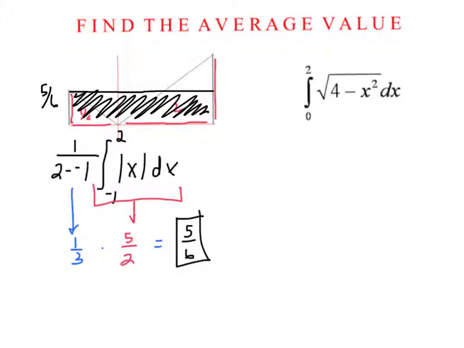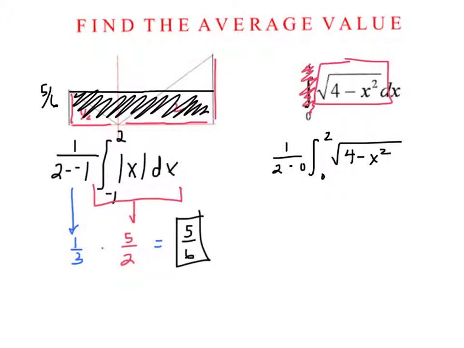5/6. All right, next. The square root of 4 minus x squared. So we're trying to find the average value of that. We would do the integral from 0 to 2. I don't really like the way I presented this problem because, to be honest, we shouldn't have this integral here. We should just be saying what's the average value of this function from 0 to 2.